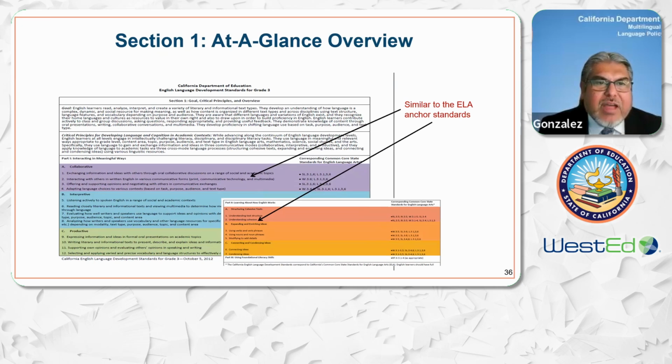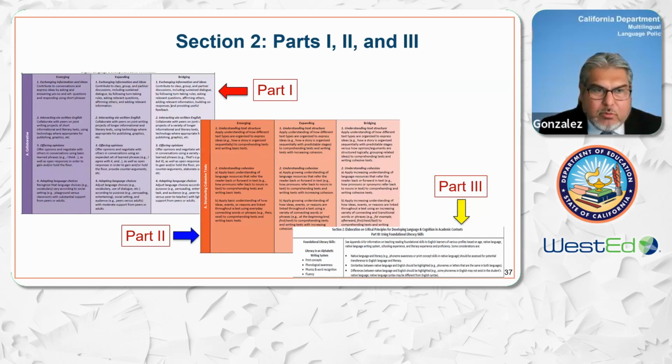Section 2 provides an elaboration of the standards in 3 parts. The 3 parts are part 1, interact in meaningful ways; part 2, learning about how English works. So these are the standards. And then also there's a part 3, which is using foundational literacy skills. So note that the ELD standards in part 1 and part 2 are similar to the ELA anchor standards. And that might even have answered one of the questions that were posed in the Padlet, or at least one of the, what do I want to know more about?